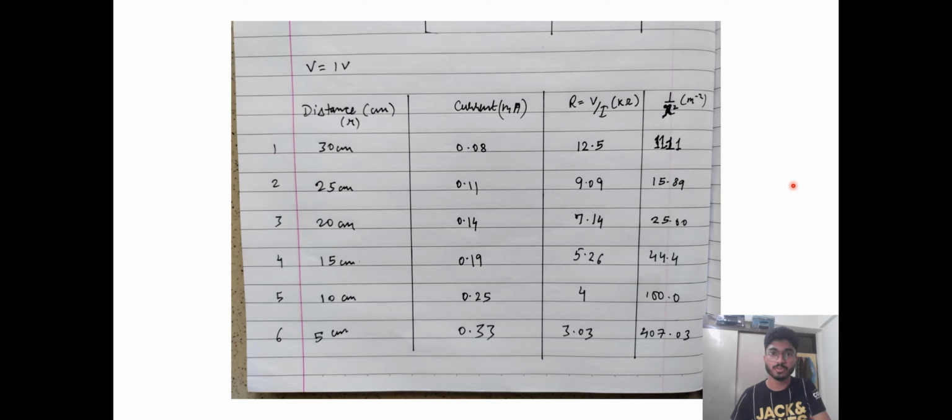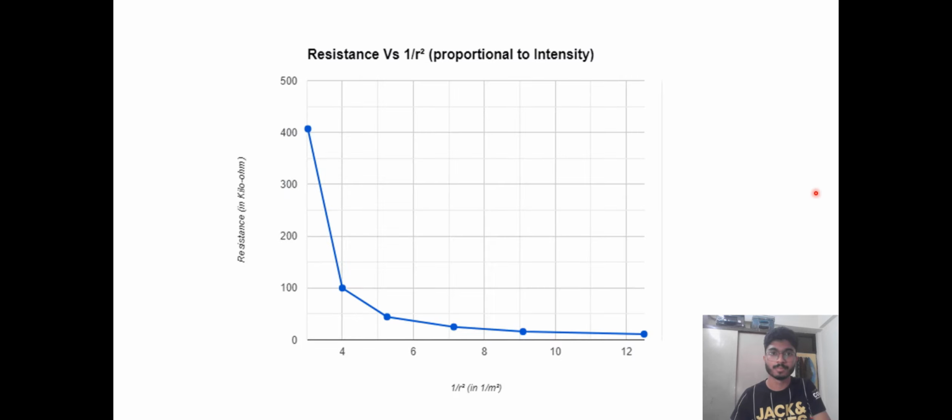These are the readings we took while performing the experiment. And this is the graph we get after plotting the resistance and the intensity, which is inversely proportional to the distance square. This graph tells us that the resistance is decreasing with intensity.